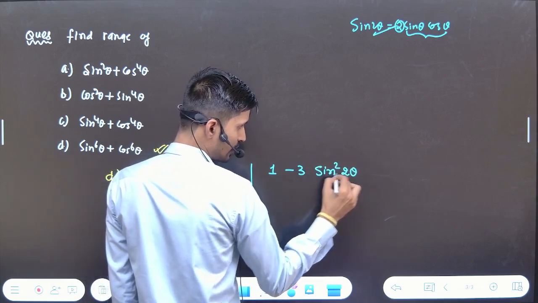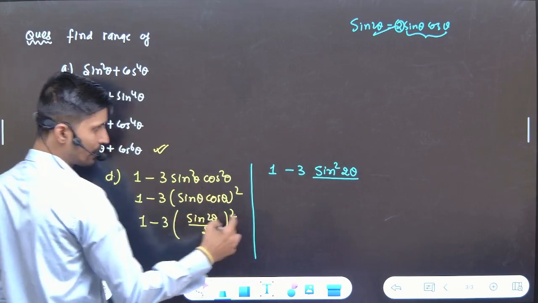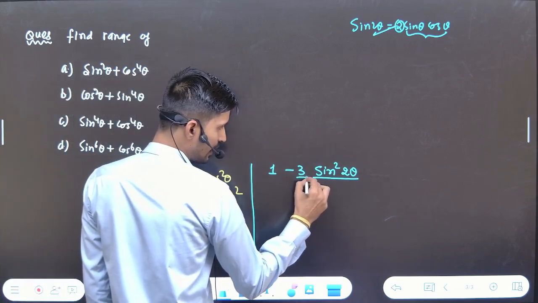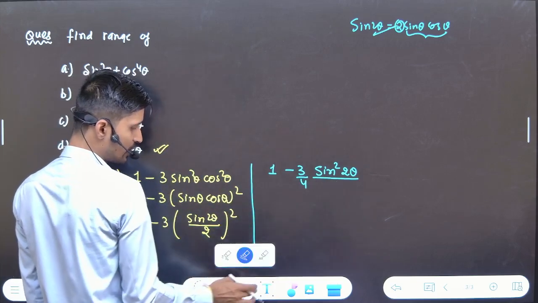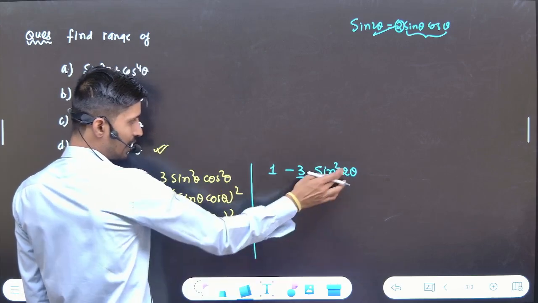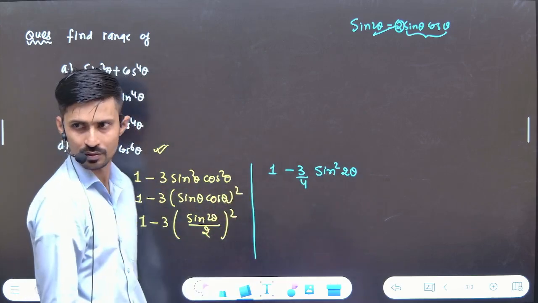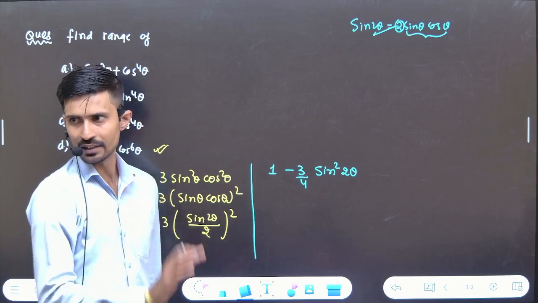Sine square 2 theta upon 2 square will become 4. I can write 3 by 4 here, and I can write 4 here also. Now I will start solving the question.